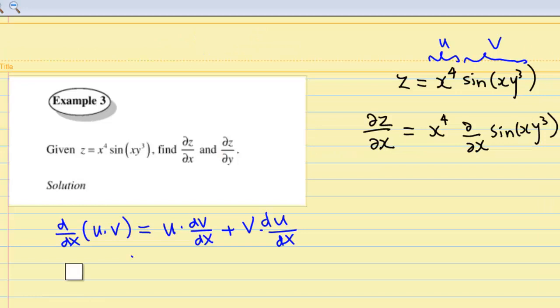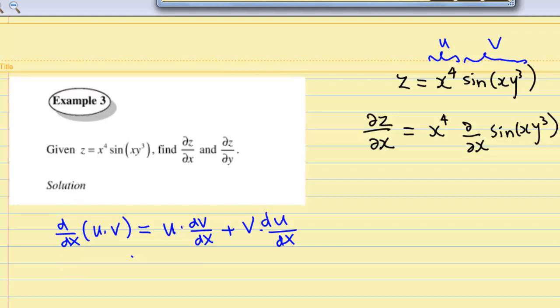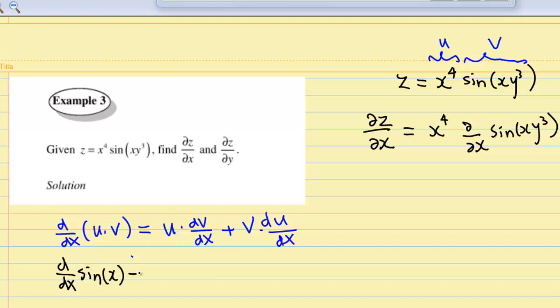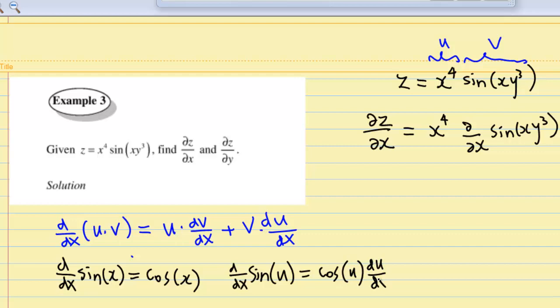Then we must recall, how do we differentiate sine of x? Differentiate sine of x with respect to x, we know is cosine x. However, we need to do chain rule. That means, for example, differentiate sine of u with respect to x, we should expect cosine u times du dx.